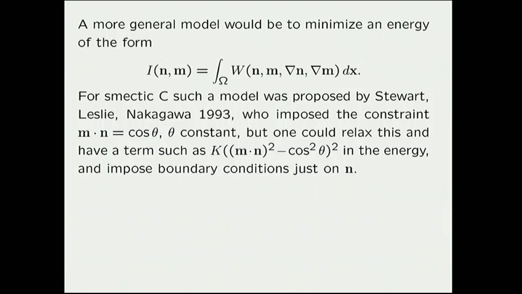Okay, so now a more general model, which would be to minimize an energy of the form I of n and m, and gradient of n and gradient of m. And that was proposed by Stewart, Leslie and Nakagawa. And they impose the constraint m dot n is cos theta, where theta is a constant. Okay, so if theta was 0, that would be smectic A. Otherwise, it would be smectic C. Or you could relax it. So these are models depending on the director.